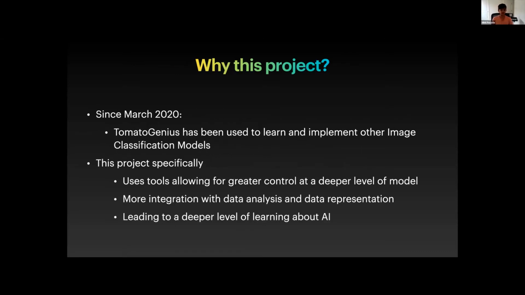Tomato Genius was actually used to learn about other different image classification models, such as random forest and K-means clustering. But this project specifically focuses on using different tools like TensorFlow and TensorBoard to get a greater depth of control over my model and a better understanding and learning.